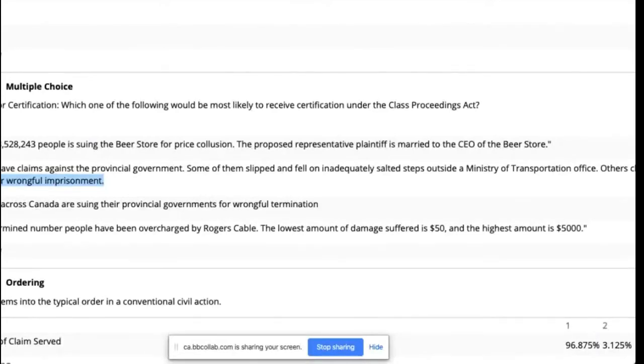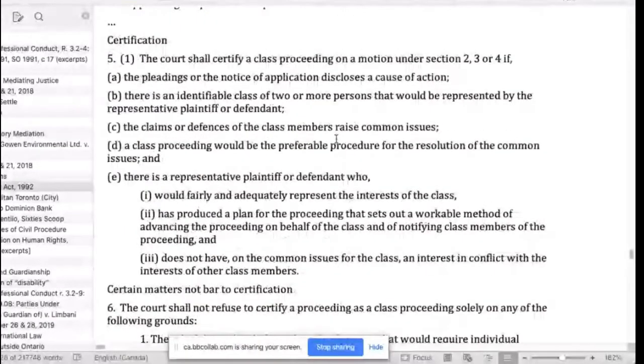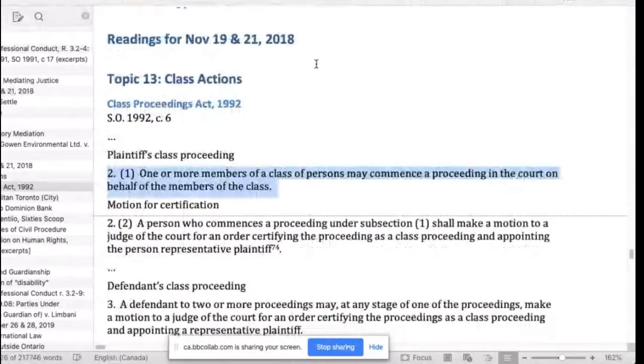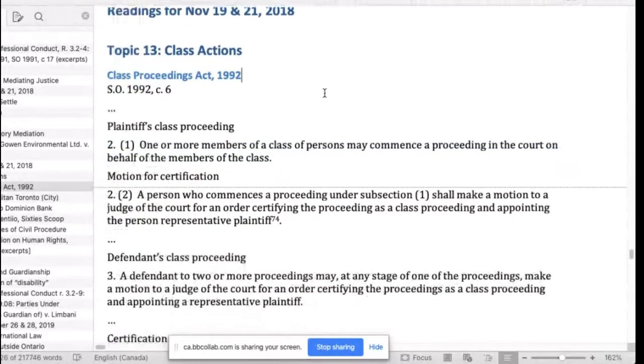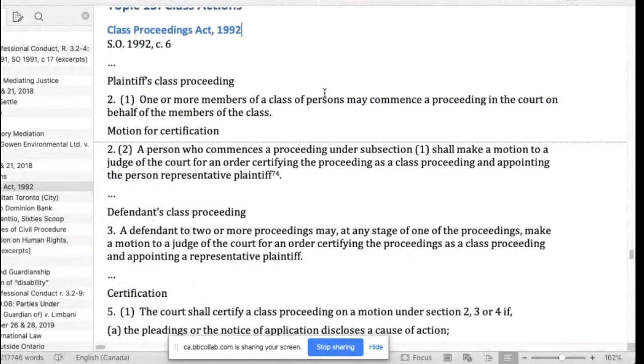There has to be something that unites all their claims that makes it sensible to use a class proceeding to resolve it. So here we have a common issue, right? They've all suffered the same wrong, but what's wrong here? That's right, there's a jurisdictional question. The Class Proceedings Act is an Ontario statute. It does not apply to a lawsuit against the government of Saskatchewan.